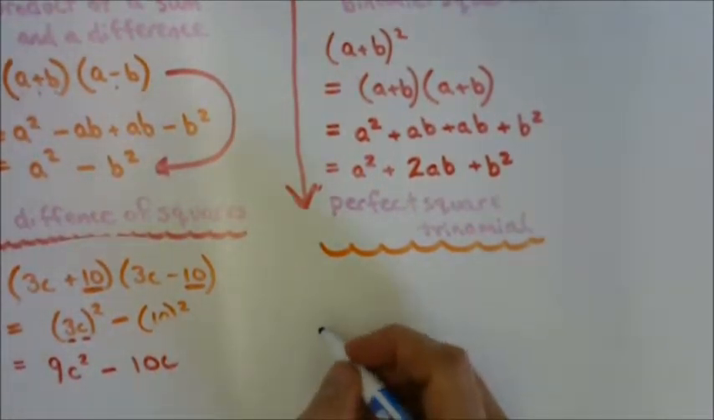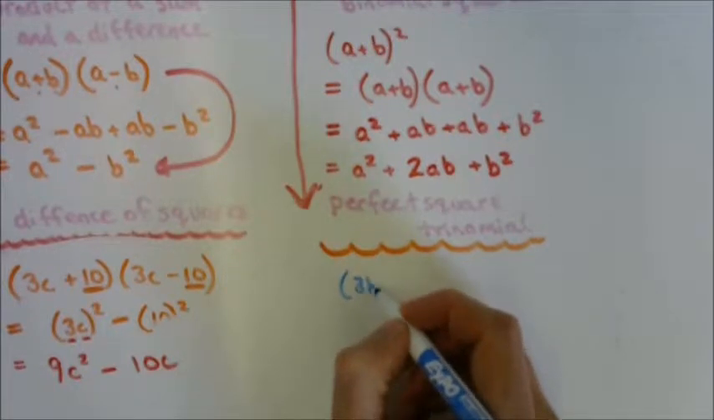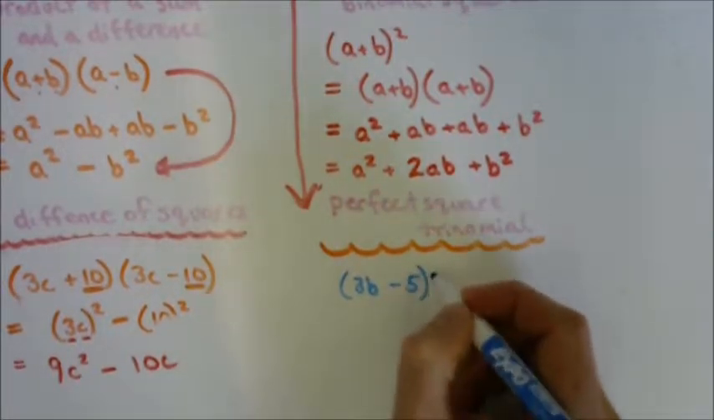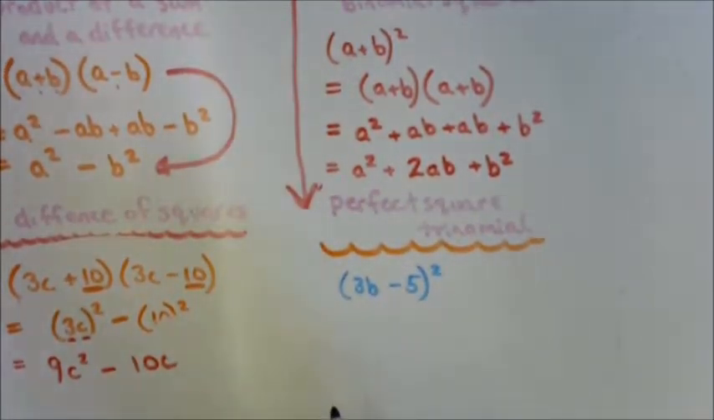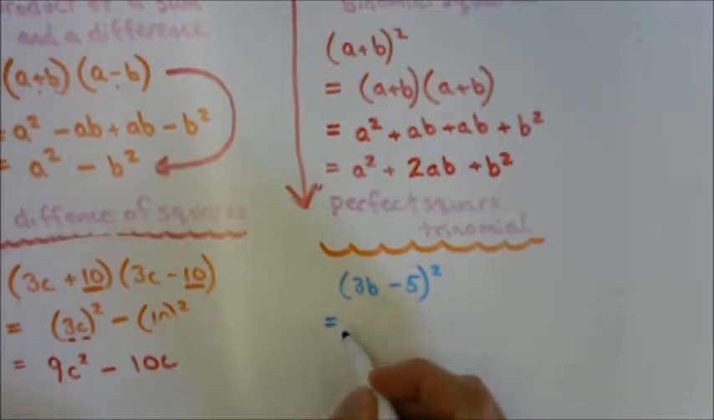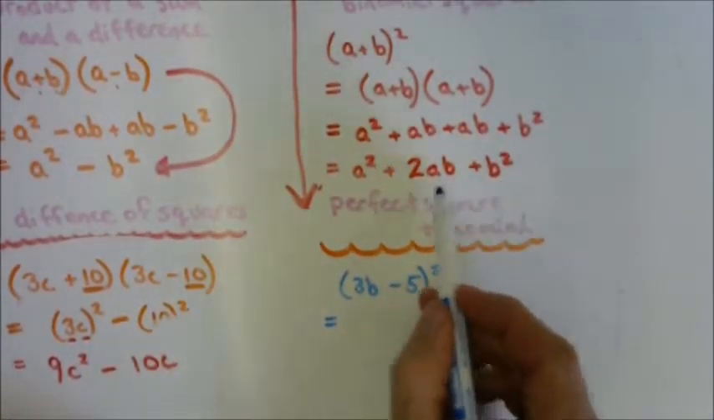Let's look at 3b minus 5 squared. What's this called? Binomial square. Thank you. Binomial squared. If I use my pattern, I'm going to skip right down to my pattern here.